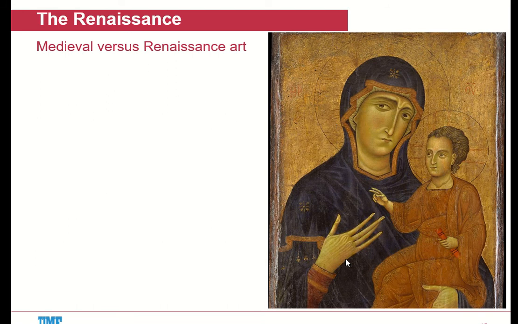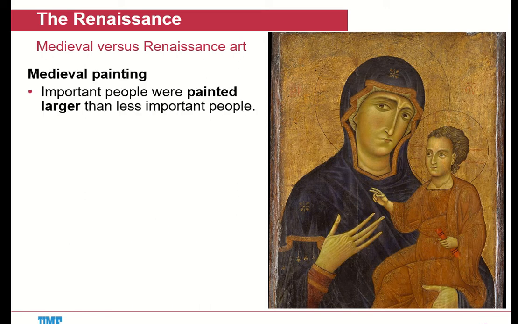Her hands look very unrealistic. They do not look lifelike. There is no shading, and there's just not a lot of detail in it. In a medieval painting, important people such as kings or queens or maybe Jesus were painted way larger than less important people. A picture of an important person like a king would be painted taller than all the other people, even though they might have been very small, just to show their importance.